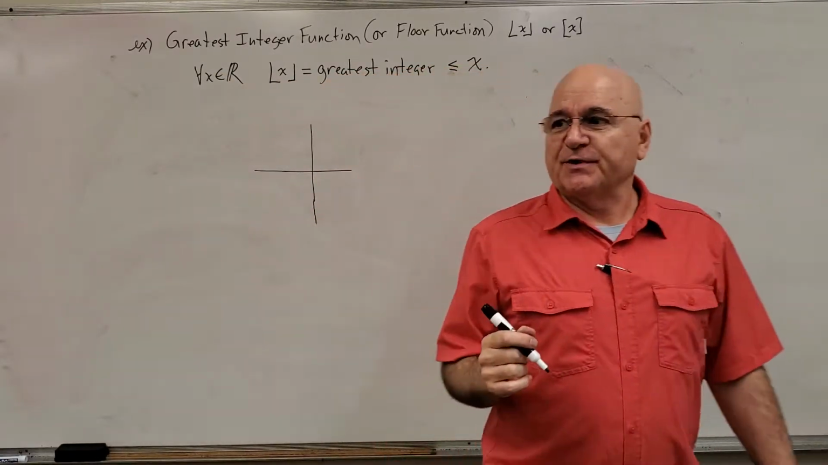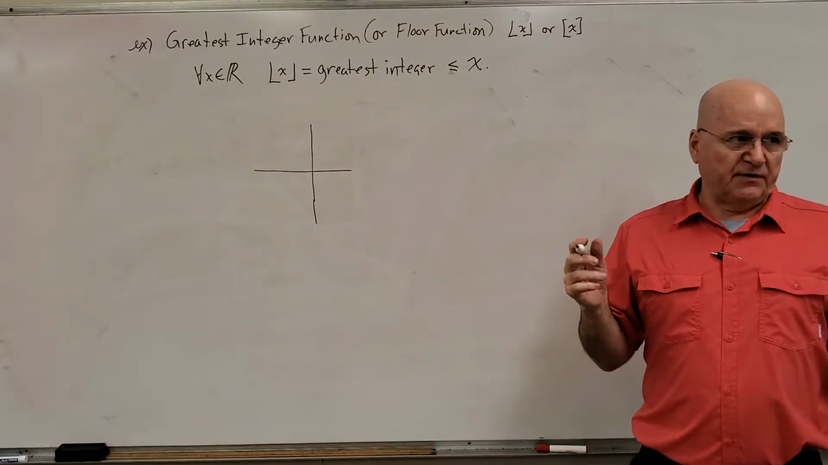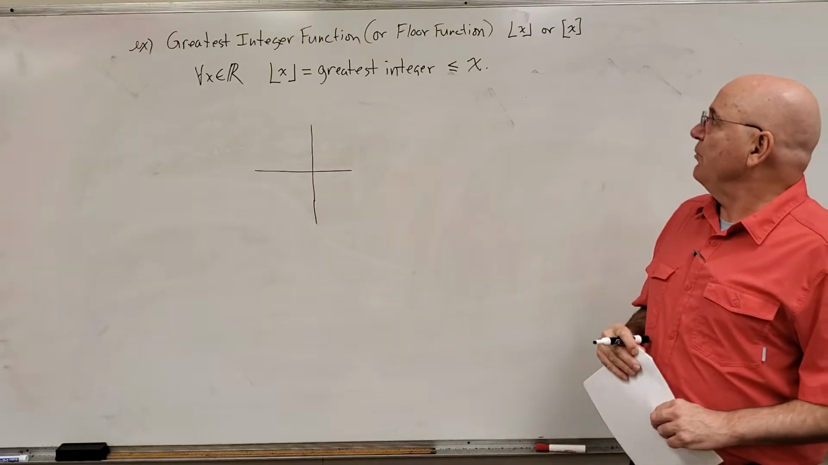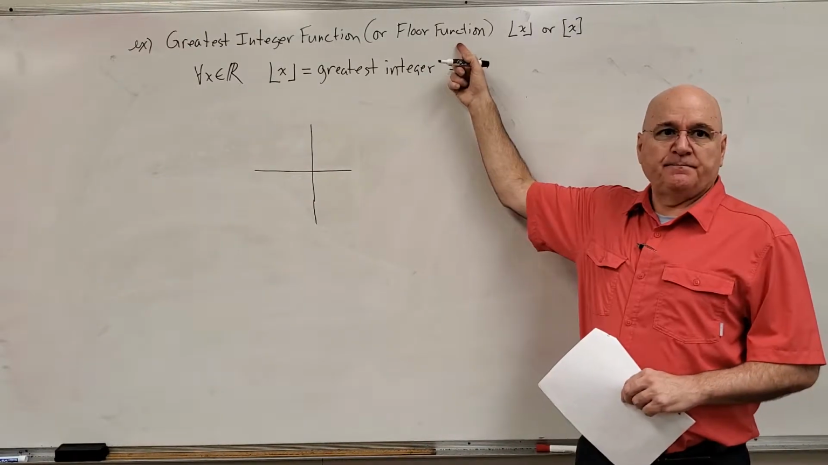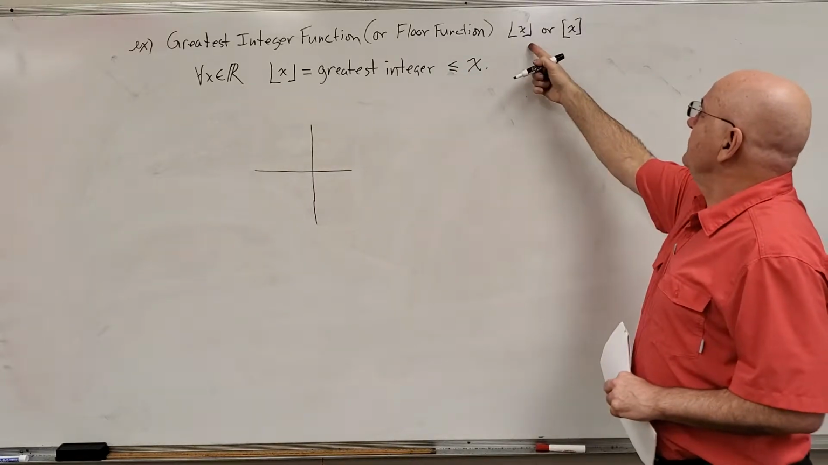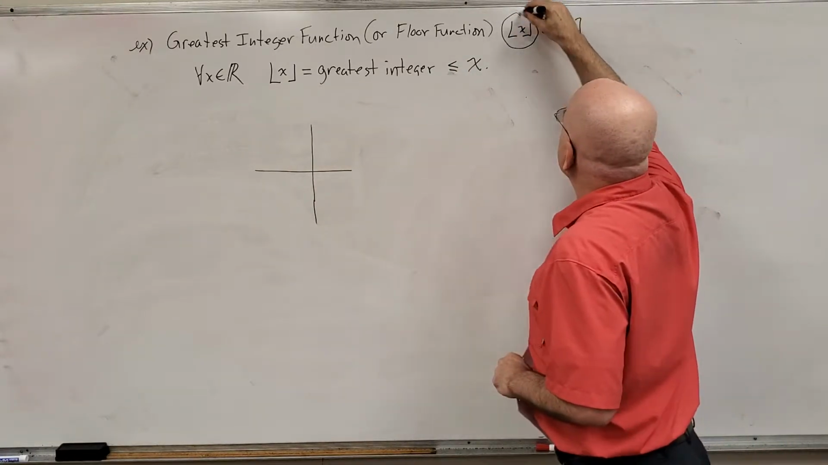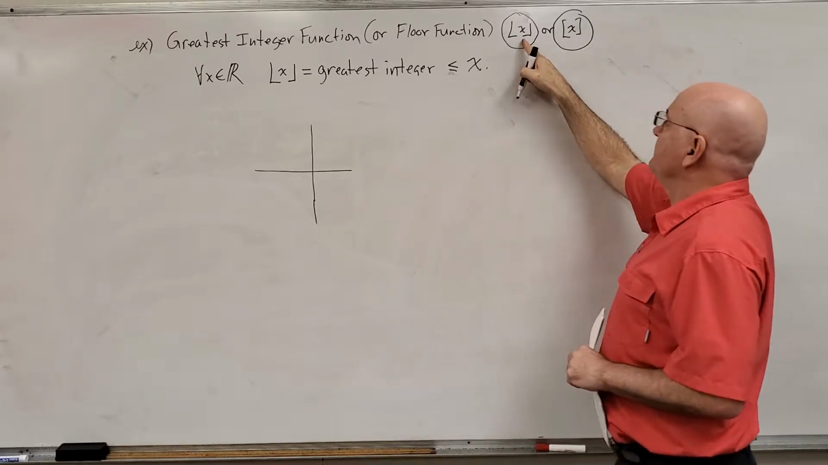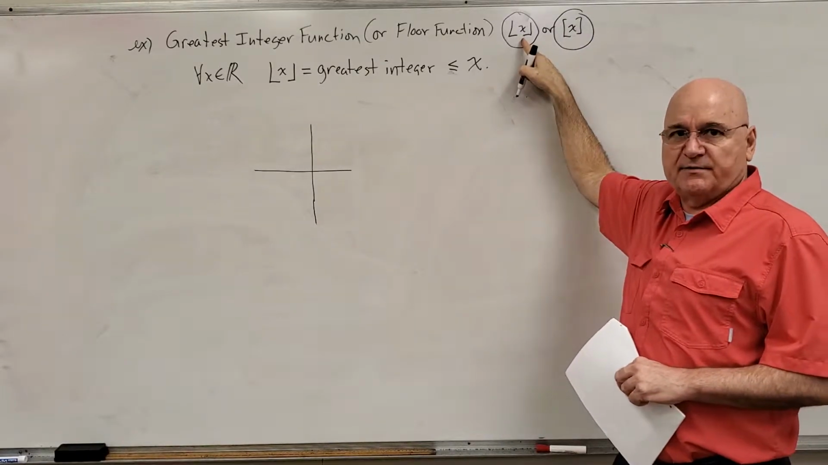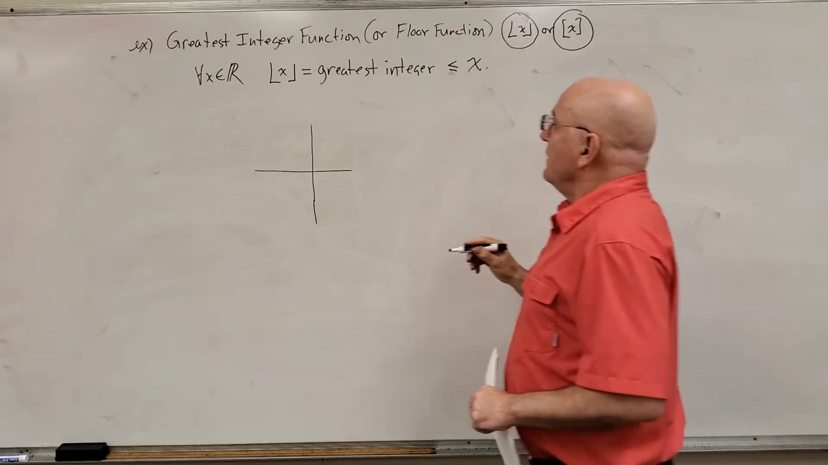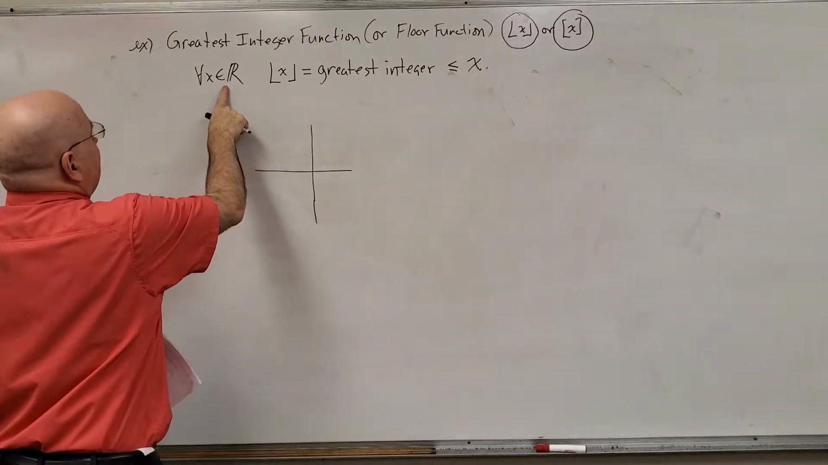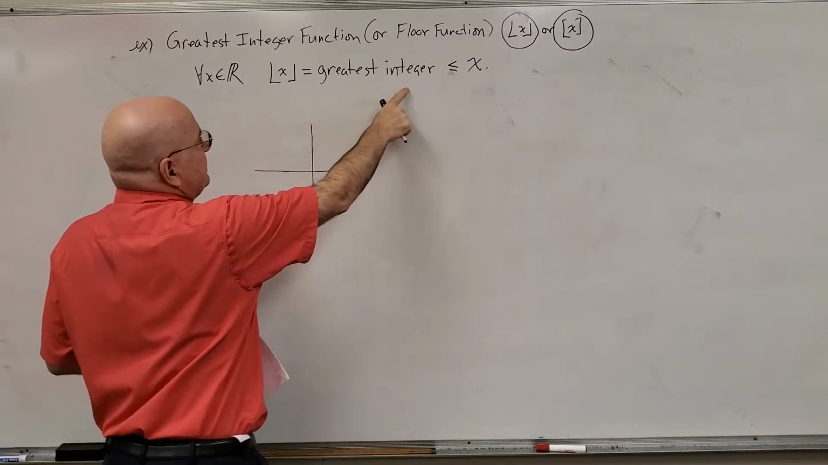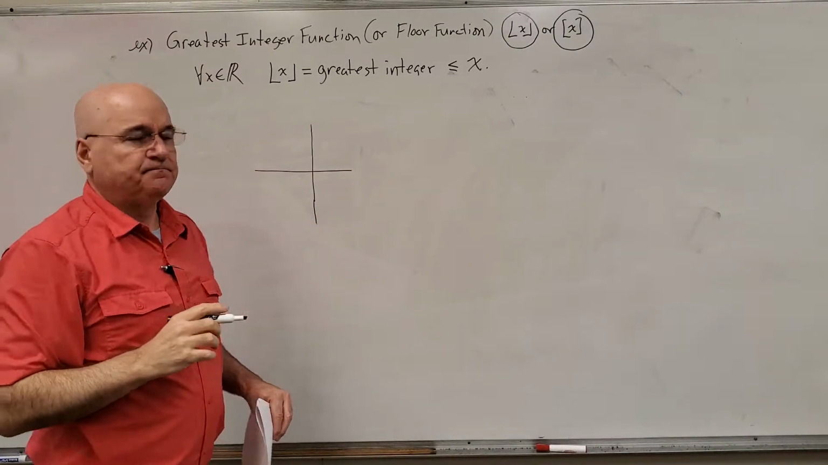The last function we're going to look at in section 2.2 is called the greatest integer function. You probably have seen it before. It's also called the floor function. And the symbols used are either this, my preference, or our textbook uses that. This means the floor of x, or the greatest integer less than or equal to x. Here's the definition of it. For all real numbers x, the floor of x is the greatest integer less than or equal to x.